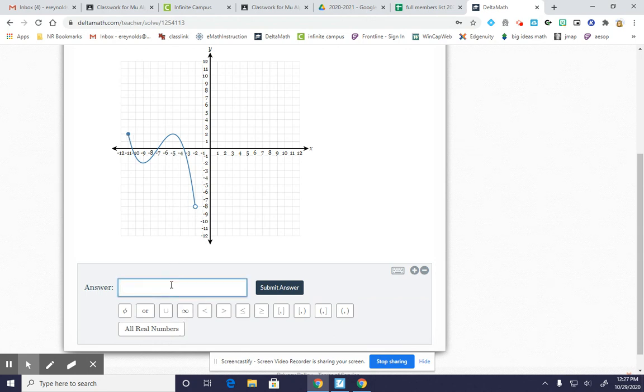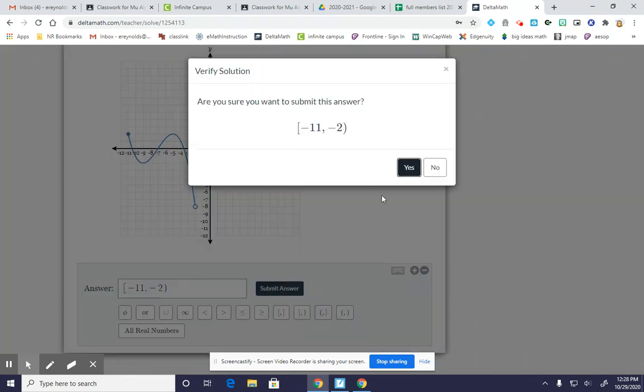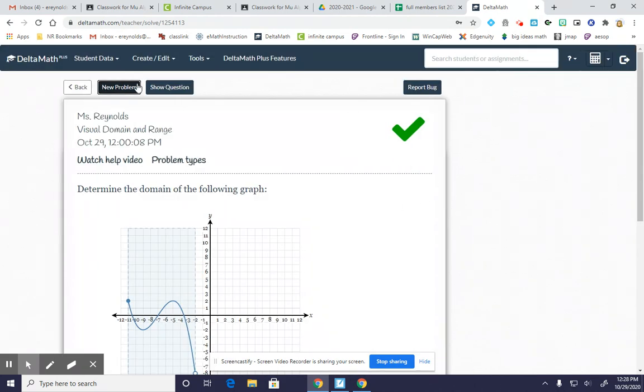So we're going to write close bracket, -11, comma, -2. And since -2 is an open circle, I'm going to put an open parenthesis. Okay, so I typed them from my keyboard, but you could have used this button right here and it would have opened this for you, and you just type the numbers in. All right, so let's do another example. So we submit this, it says it's right, new question.